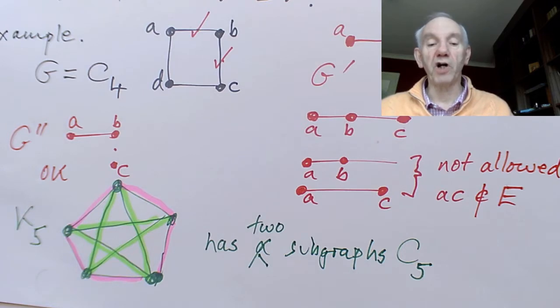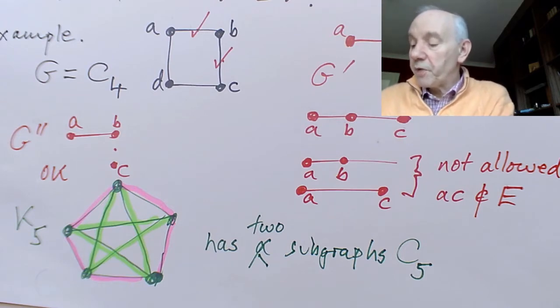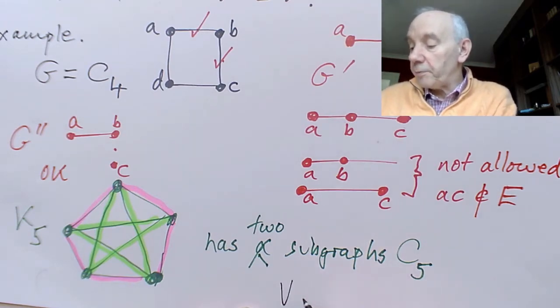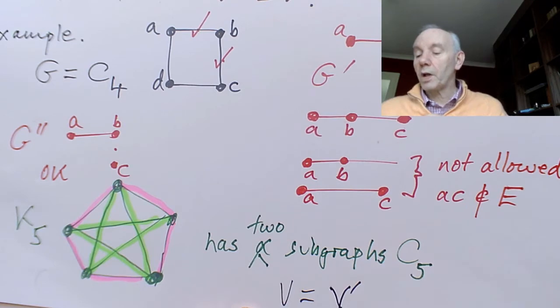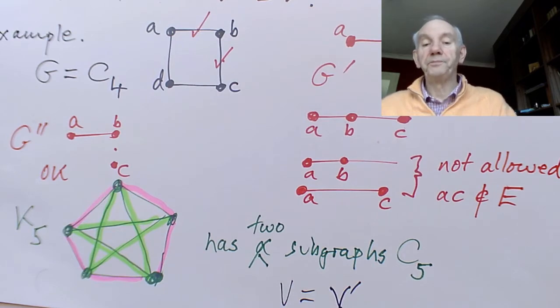Those are both subgraphs of K5, and they both have the property that for both of them, V is equal to V primed. But they're not vertex induced because we're not taking all possible edges that there were in the original graph.